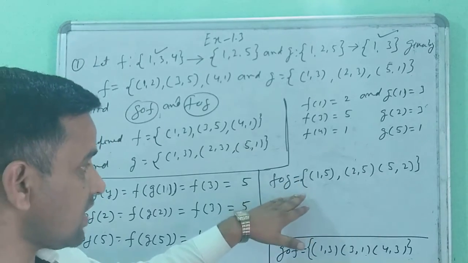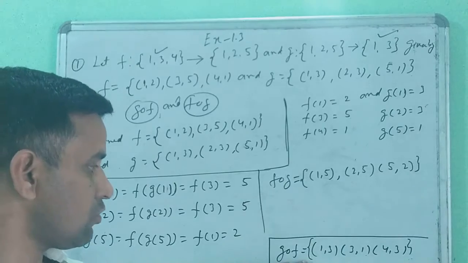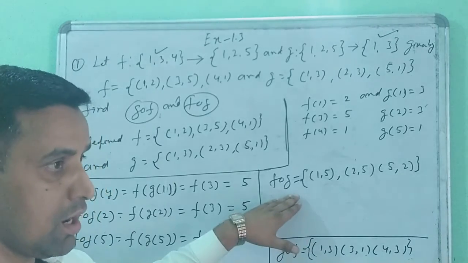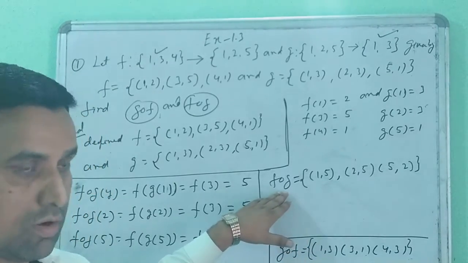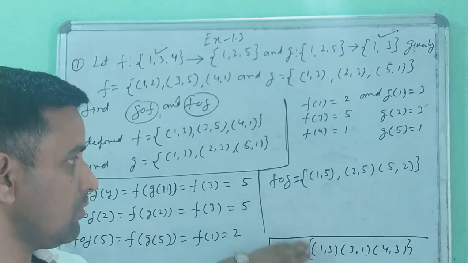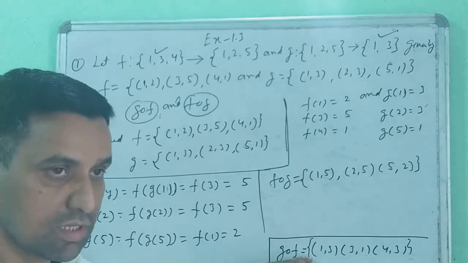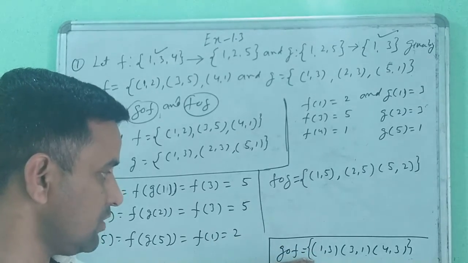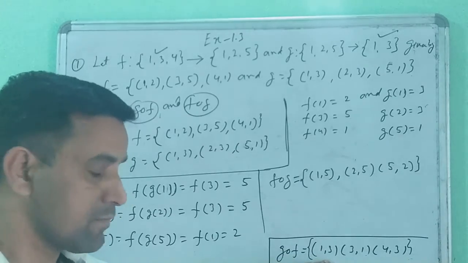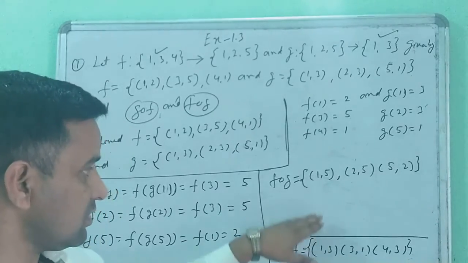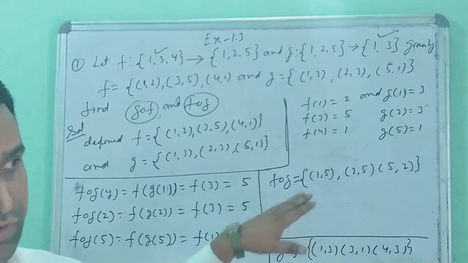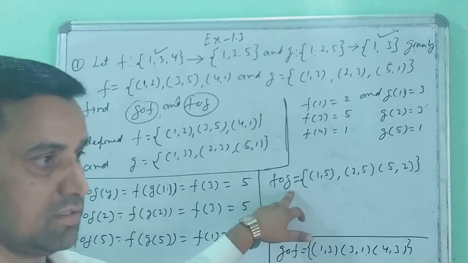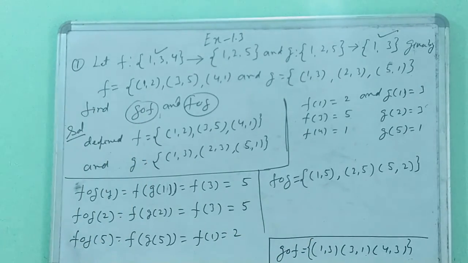But sometimes GOF may be a one-one onto function, but this will always be the opposite of FOG. GOF and FOG will always be opposite. Suppose at any time GOF converts to a one-one onto function, then FOG will not make a one-one onto function. This is the opposite of this relation. Yes, students, now the next part.